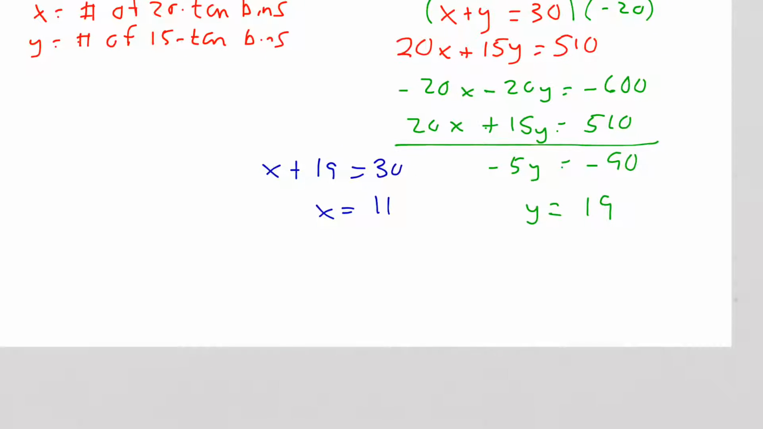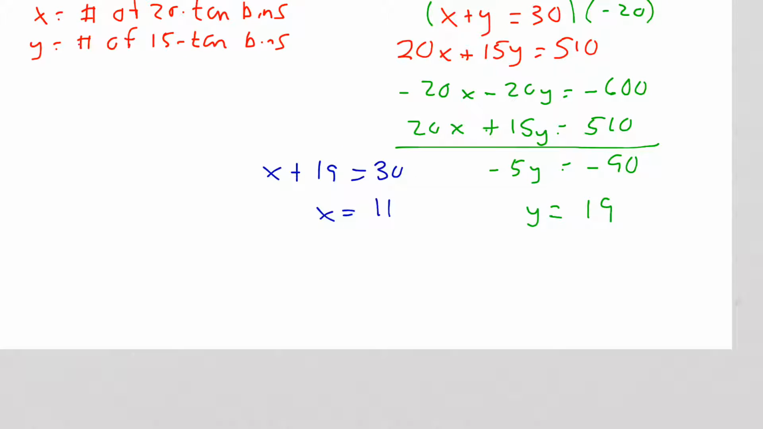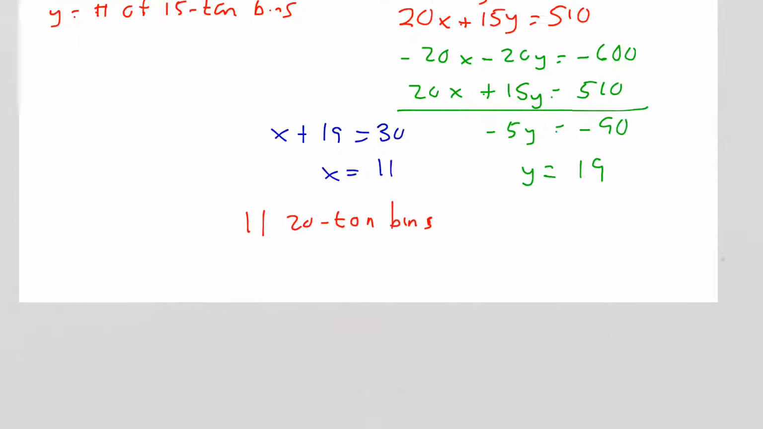So again, to answer our question, we know that there are 11 20-ton bins and that there are 19 15-ton bins.